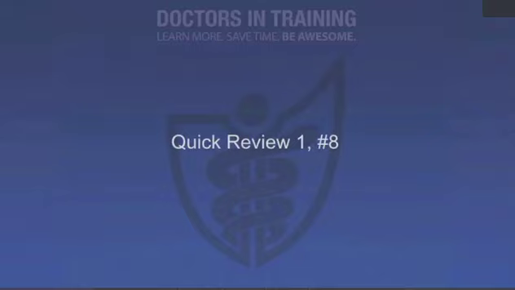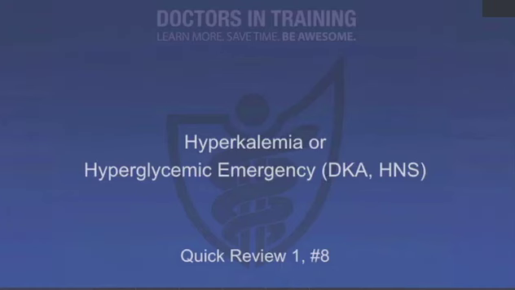Number 8, insulin is normally administered subcutaneously. In what circumstances would you administer IV regular insulin? We talked about one of those circumstances just a second ago. We said in cases of hyperkalemia, you might give insulin with dextrose in order to reduce potassium levels. Another scenario where you give IV insulin is a hyperglycemic emergency, such as DKA or HNS.